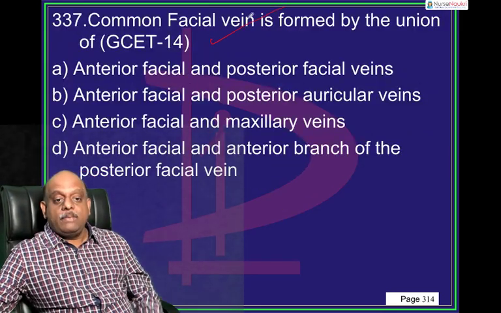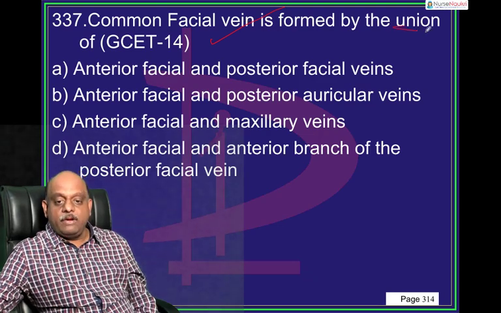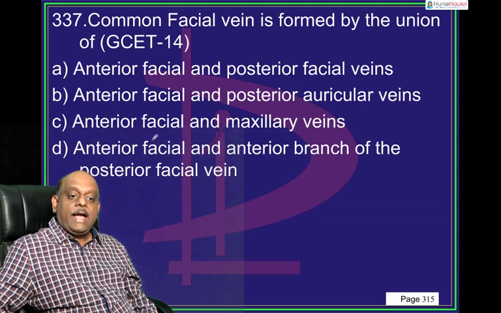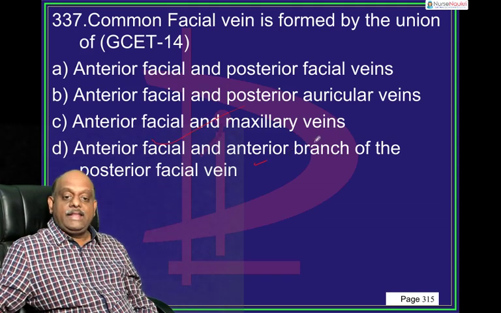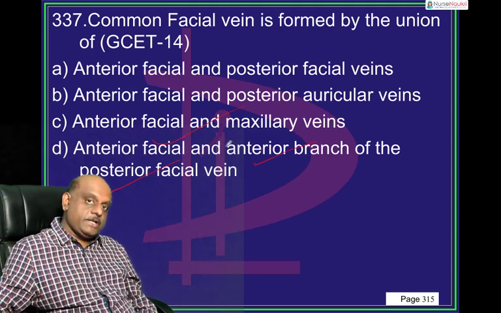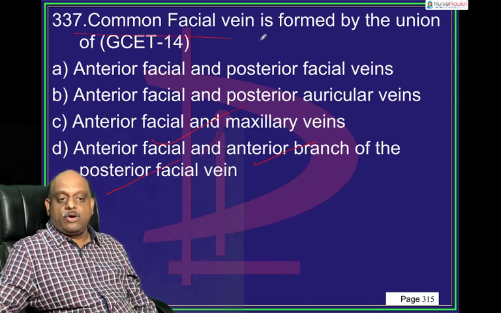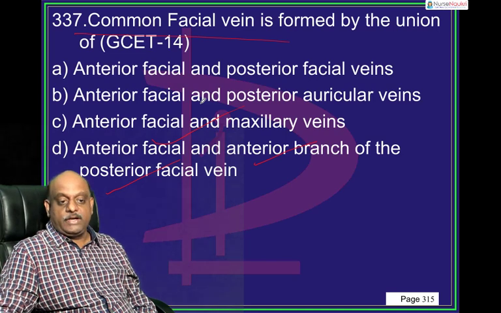So the common facial vein is formed by the union of which two veins? The anterior facial vein and the anterior branch of the posterior facial vein. They combine together to form the common facial vein, is what you need to remember.